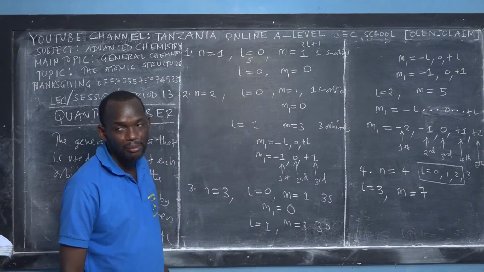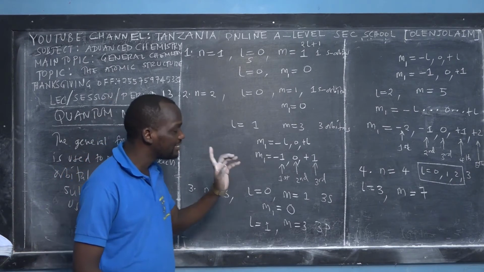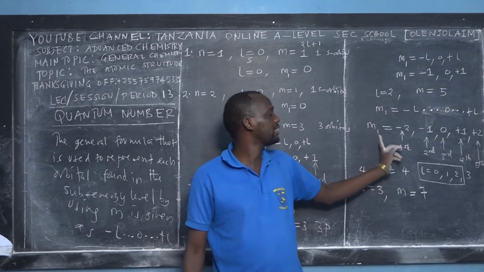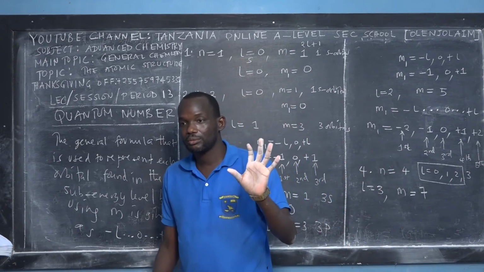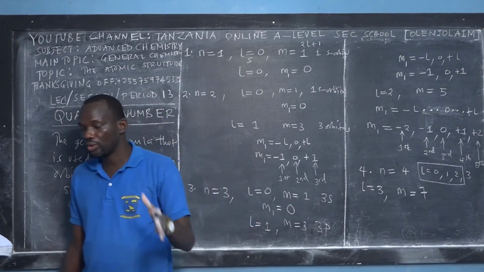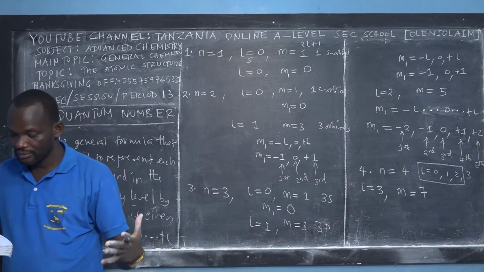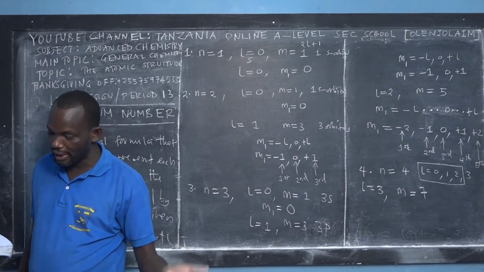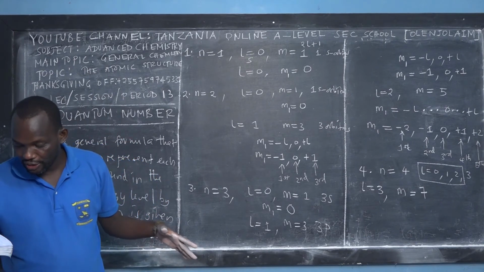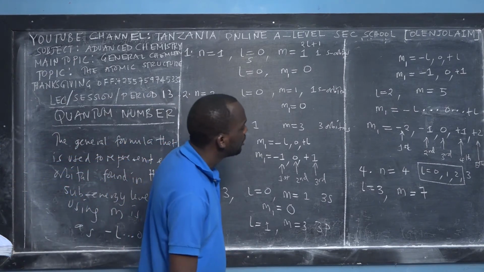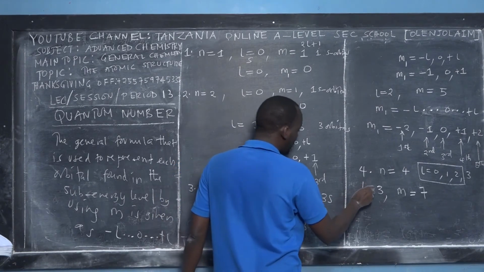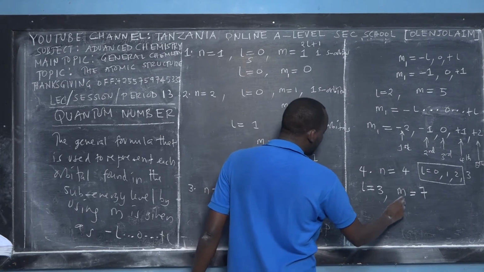So how many total orbitals is it? 7. Because there's a close relationship between the number of orbitals and the way we use the magnetic quantum number to notate. Remember that we said it's used to differentiate orbitals or sub-energy levels of the same orbitals that have the same shape and the same energy, but have different directions when they are subject to a magnetic field.